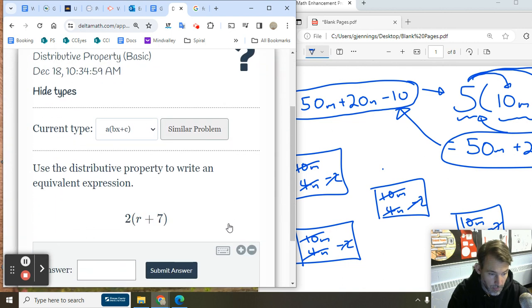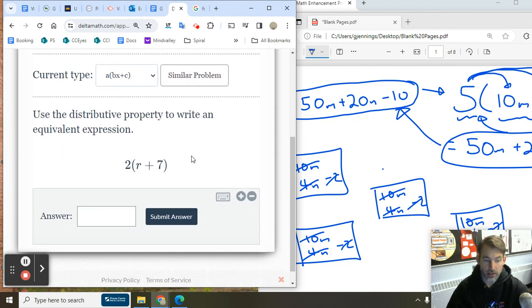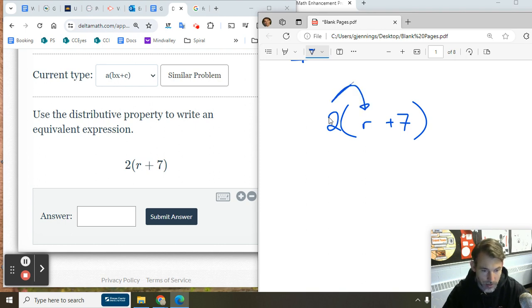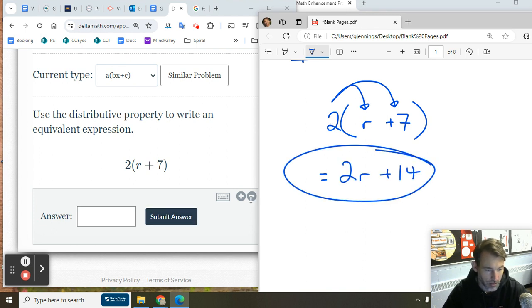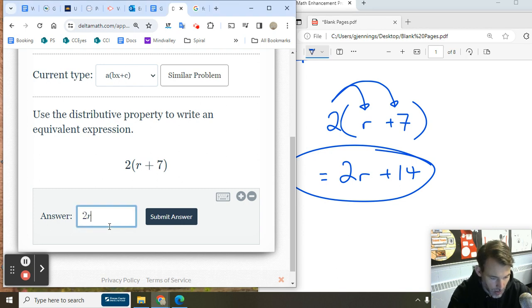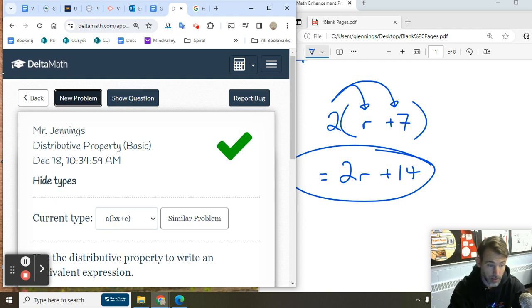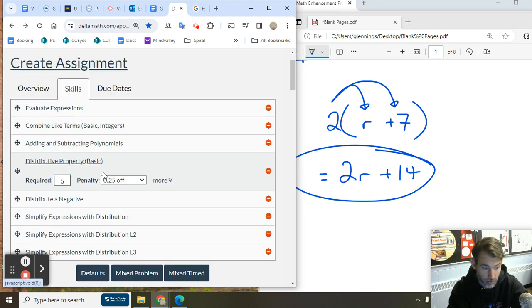Just one like this: 2 times r plus 7. This could be like saying 2 times, there's rice in the box, plus 7 grapes. I know there's not a little g there, but there could be. 2 times that plus 2 times that. So this is 2 rice plus 14 grapes, 2 times r plus 14. That's your basic distributive property. That's like a level 3 skill on our learning map.